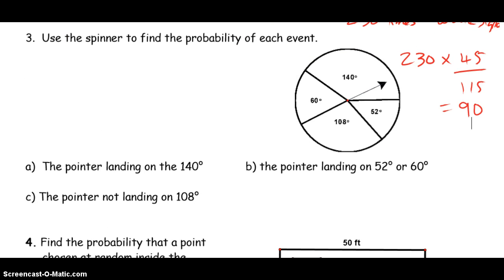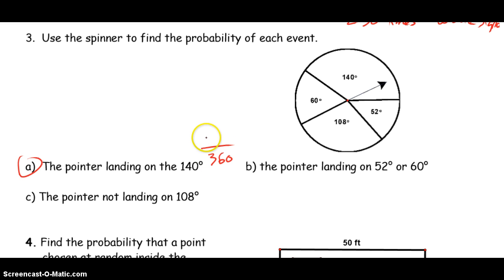Okay, use the spinner to find the probability of each event. So let's start with A here. The pointer landing on 140 degrees. So remember our sample space? Well, in this case, the sample space is 360 degrees. So it's 140 over 360. And you've got to simplify that answer. I'll leave you to do that.